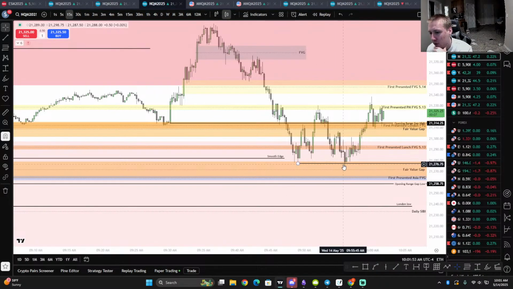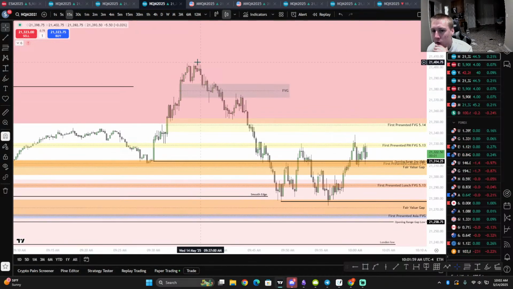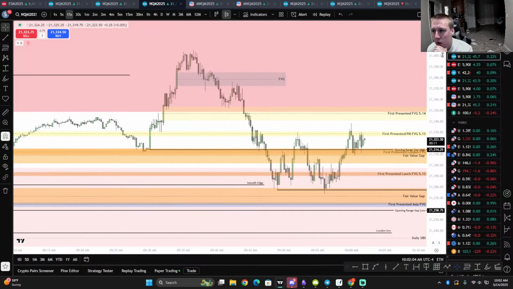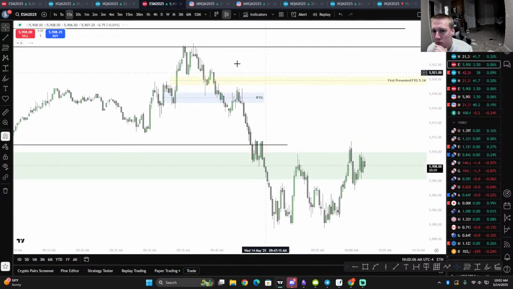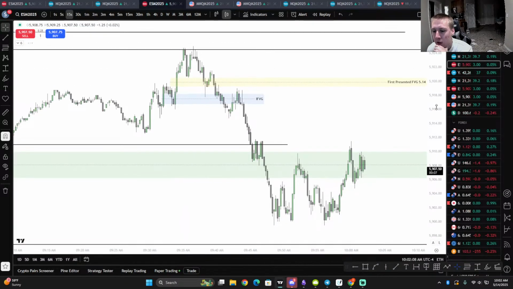So you notice how we took sell side, traded back up to buy side. Now we've taken buy side here. Let's see if we do want to trade up into here. That could be a possibility. Looking for relative equal highs that we've created.